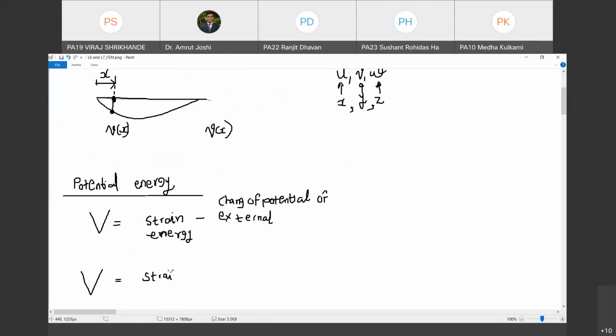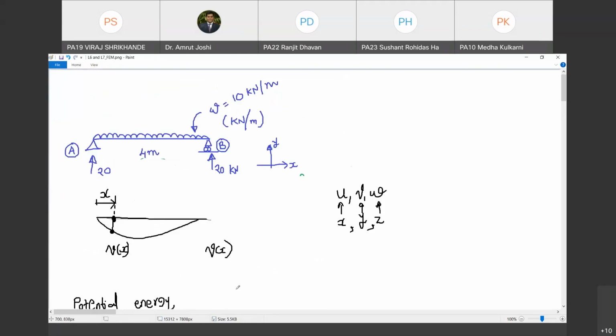So we have to write down the strain energy. And then I have to subtract the change in potential due to external load. So what is the external load here? It is W. So if I consider at distance x a small strip of width dx so small that I can idealize the load on this strip as a point load. So what is the point load on this strip of width dx? It is going to be W into dx. Unit of W is kilonewton per meter. Unit of dx is meter. So W into dx gives me the point load situated at distance x.